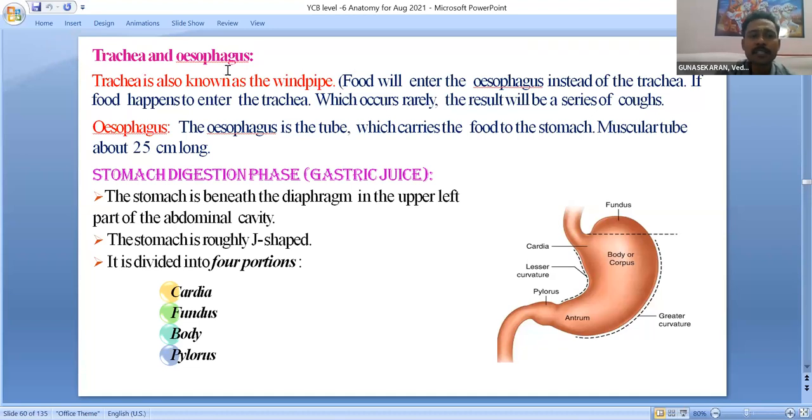The trachea and esophagus. Dr. G explained yesterday about the locking system, the air and the food, which gate to open. The mouth can take food or air, anything the mouth allows to enter. But the trachea does not allow any food or any water, even a single drop of water, to enter the lungs. Only air is possible. Other than air, it never allows.